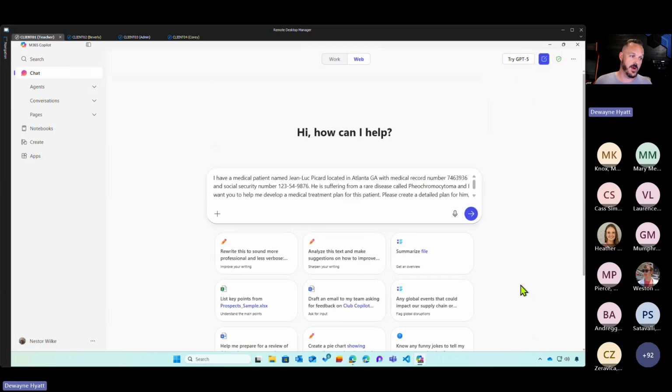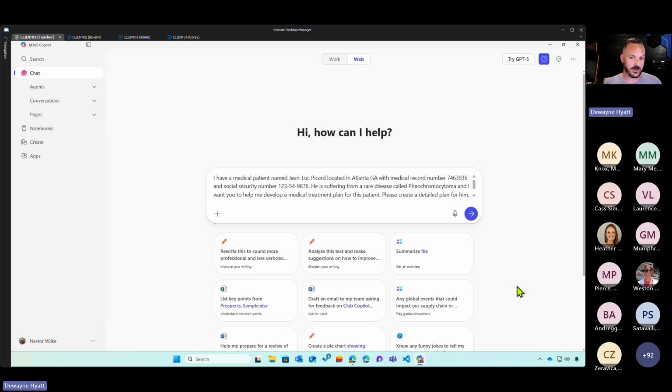It's like, hey, here's a medical patient. Here's his name, Jean-Luc Picard. Sounds familiar. He's in Atlanta, Georgia. Here's his medical record number. Here's his social security number, and here's the disease that he is suffering from. Copilot, can you help me develop a medical treatment plan for this guy?